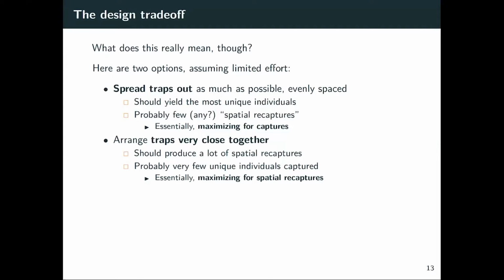If you arrange the traps very closely together, we can produce a lot of spatial recaptures, which solves the problem in the first one. But in reality, then we're capturing very few individuals, and we're actually sampling a much smaller area in the study area. So that could also lead to some problems in estimating spatial variation and density, but that's a bit farther down the line. So very few unique individuals, essentially maximizing for spatial recaptures.